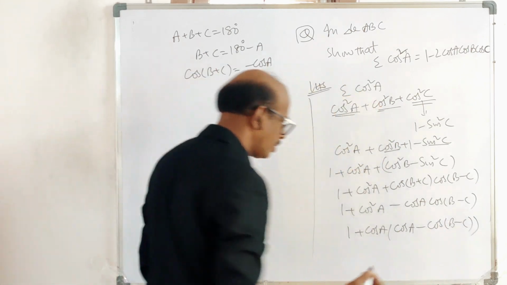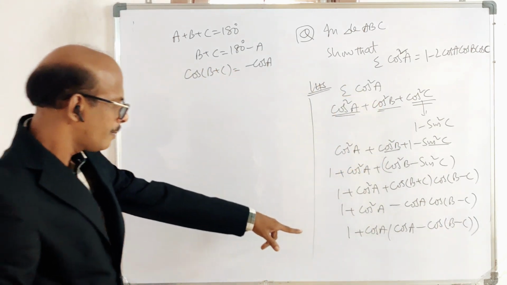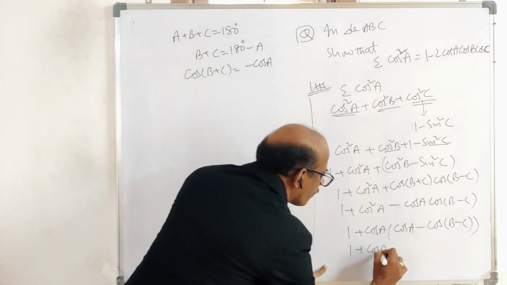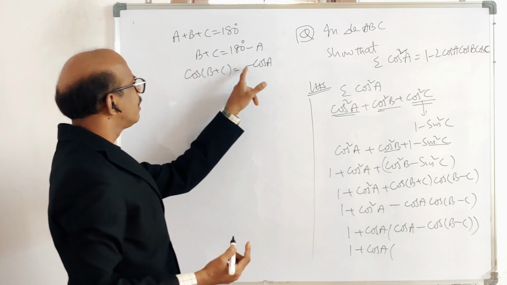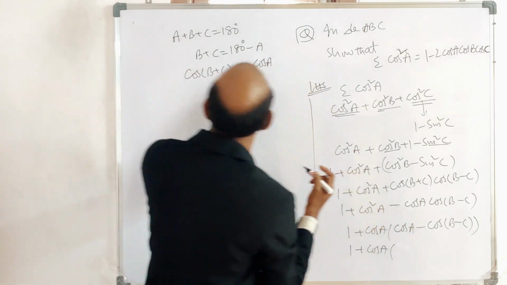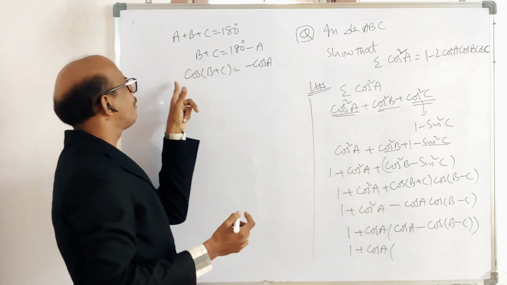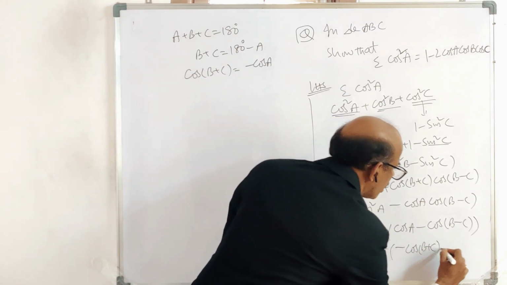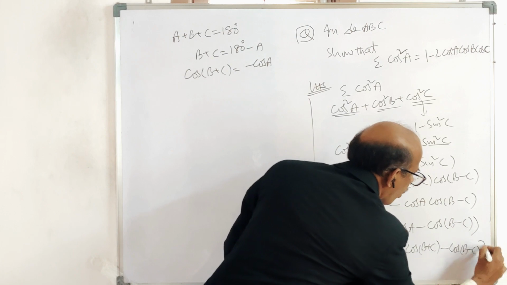So bracket close. Here, 1 plus cos A common here, cos A minus. Next step, cos A again with this minus that side, this right minus symbol right side become minus. So cos A replaced by minus of cos(B plus C). I think you got my point.